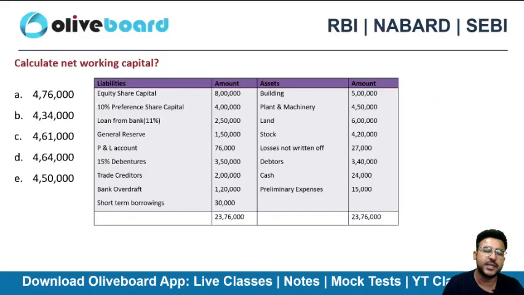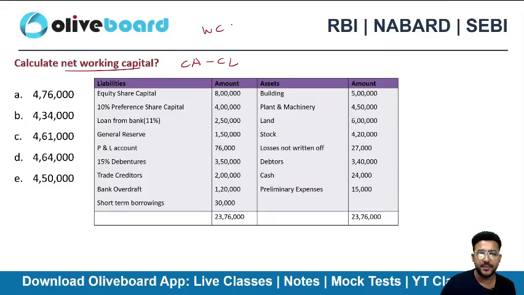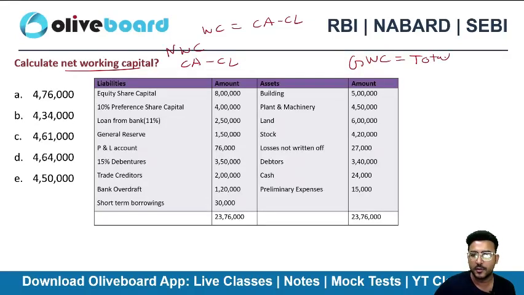Then we have the concept of net working capital. Now, what is net working capital? It is nothing but current asset minus current liability. If they ask you working capital, then also current asset minus current liability. If they ask you net working capital, then also it will be current asset minus current liability only. However, if they ask you gross working capital, then it will be the total of all the current assets.